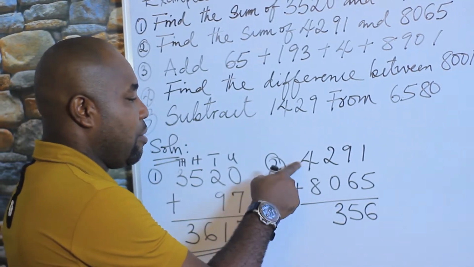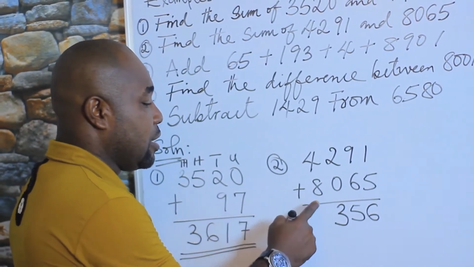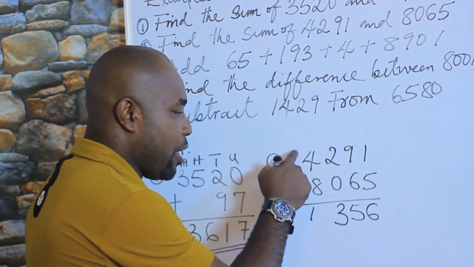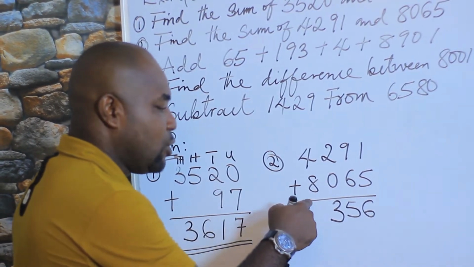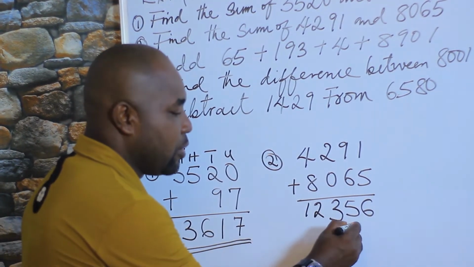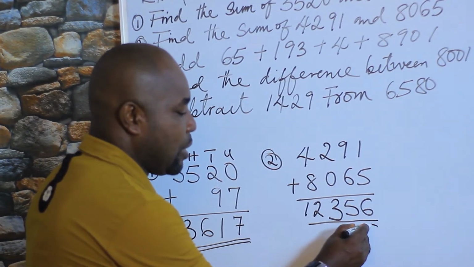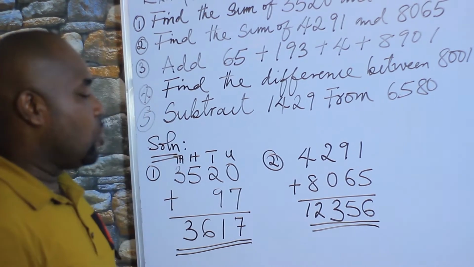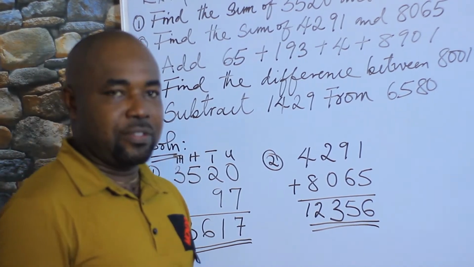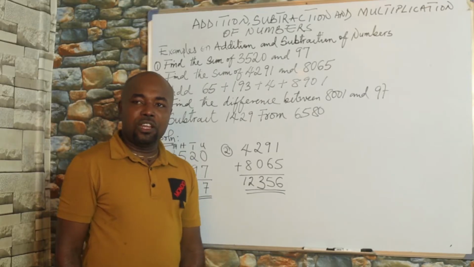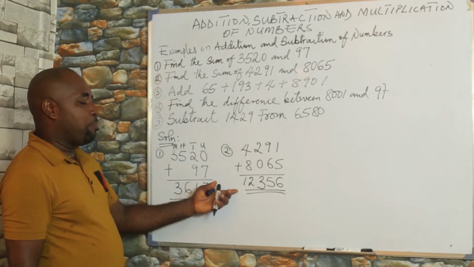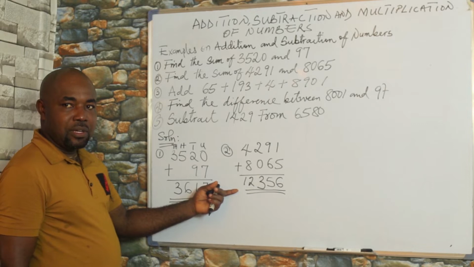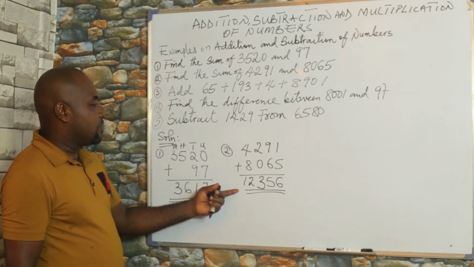Then we add up here. 4 plus 8 is 12. There is no other number to add here, so we write 12. Our sum is 12,356. You see how simple addition of numbers is.